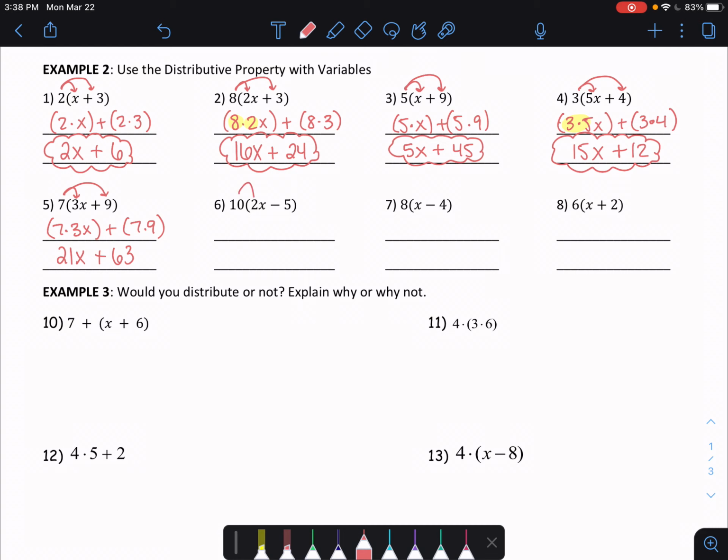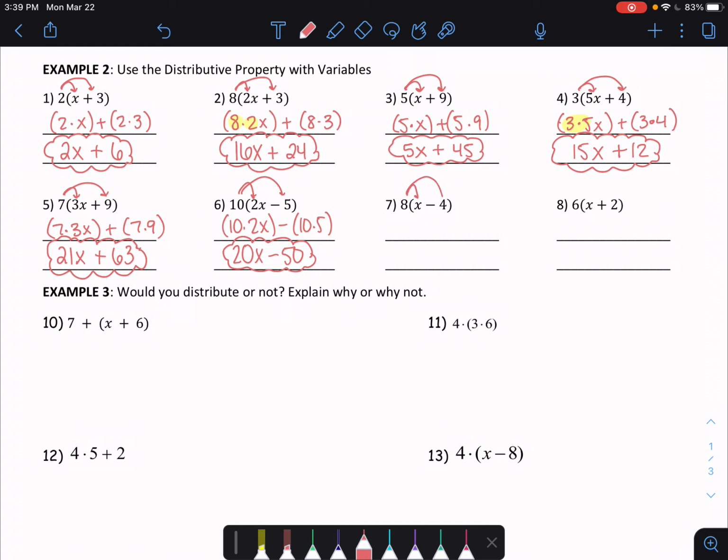Number 6, I'm going to distribute. So 10 times 2x minus, this time, 10 times 5. So now instead of an addition symbol, I've got a subtraction symbol in the middle, so I have to keep that operation sign the same. So 10 times 2 is 20x, and then it's going to be minus 50 instead of plus 50. Okay, so if that sign in the middle is a minus sign, it needs to stay a minus sign. You cannot change it.